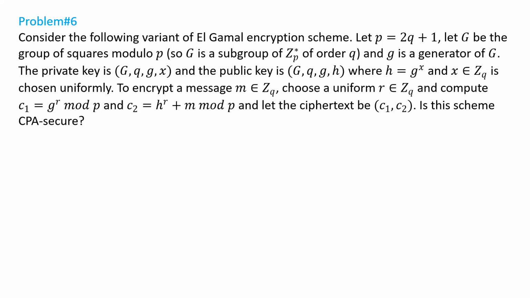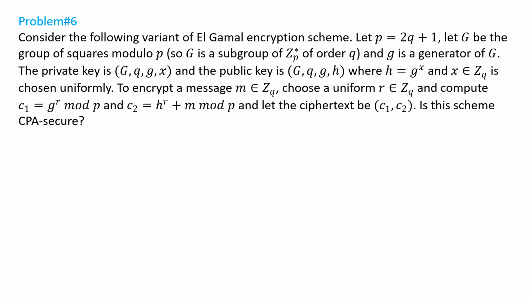Okay. Now, next problem. Consider the following variant of the ElGamal encryption scheme. Let P equal to 2Q plus 1. Let G be the group of squares modulo P. So G is a subgroup of Zp star of order Q, and small g is a generator of group capital G. The private key is G, Q, small g, x, and the public key is G, Q, small g, h, where h is equal to g to the power x, and x belongs to Zq. X is chosen uniformly.